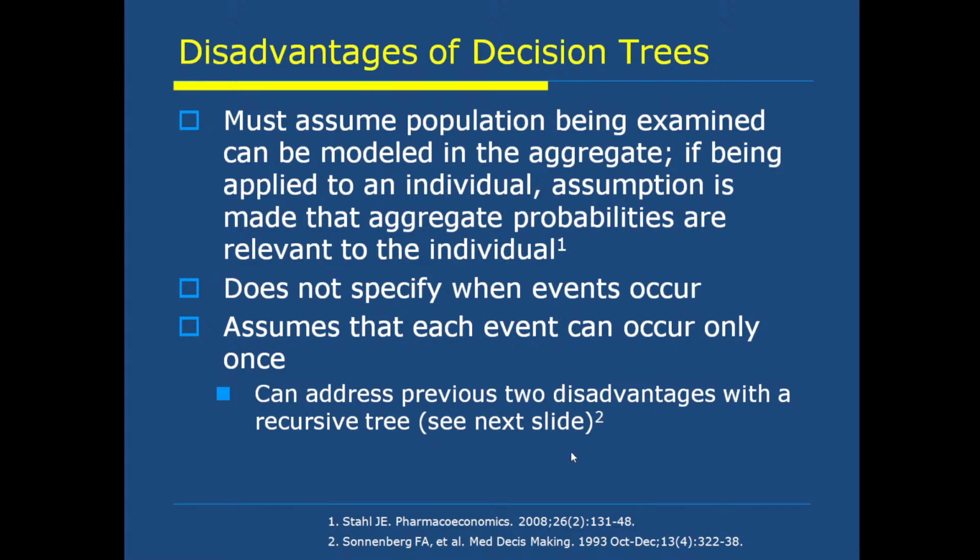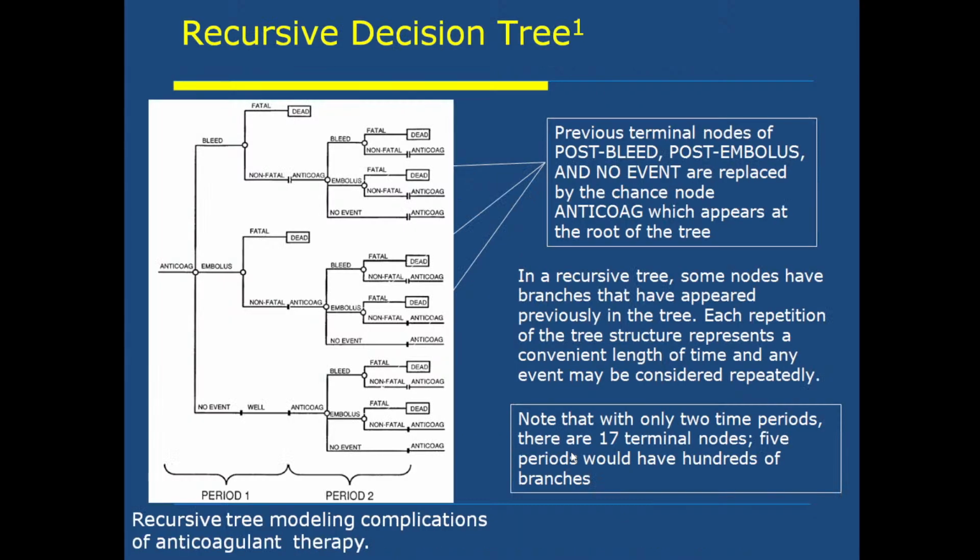We can address the previous two disadvantages with a recursive tree. On this slide, you see a recursive decision tree, modeling complications of anticoagulant therapy. The previous terminal nodes of post-bleed, post-embolus, and no event are replaced by the chance node anticoagulant, which appears at the root of the tree.